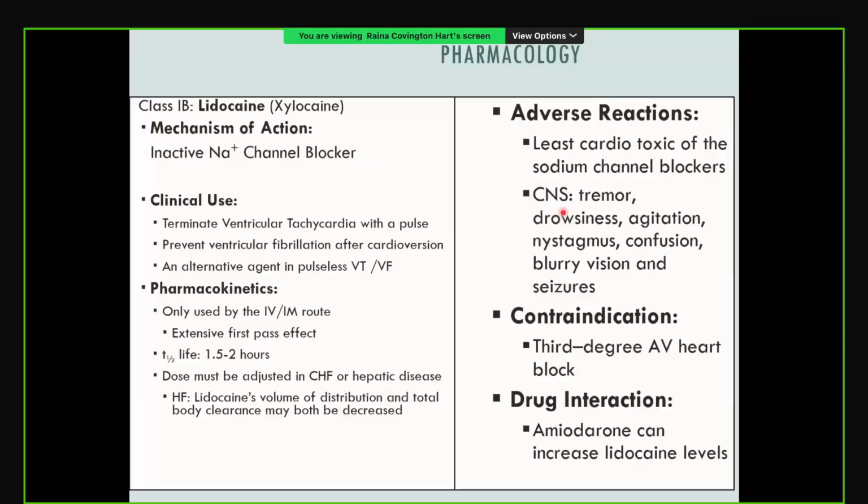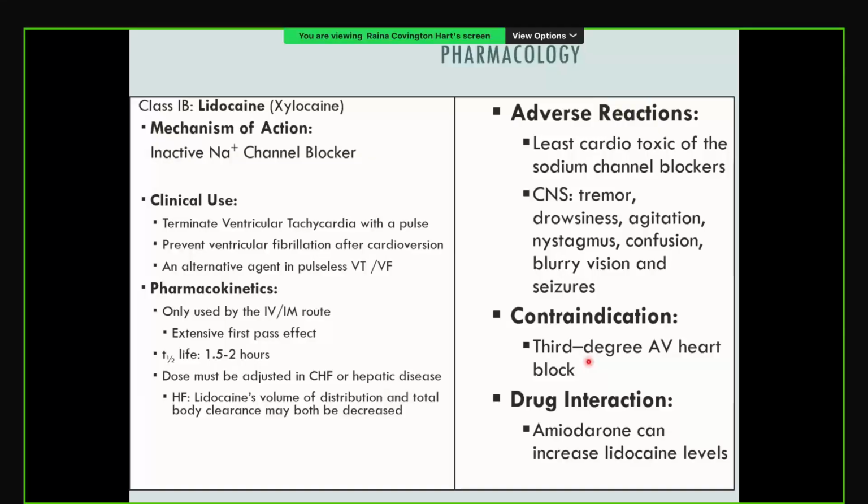You have CNS issues, so drowsiness, blurred vision, agitation, tremor, all of those things that could potentially happen. You're more likely to see these with higher doses, but it's still something that can happen. Watch out for your patients who have seizures or a history of it already, because it can also induce or cause seizures to happen. Just remember heart block, right?